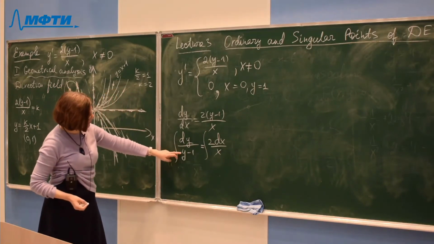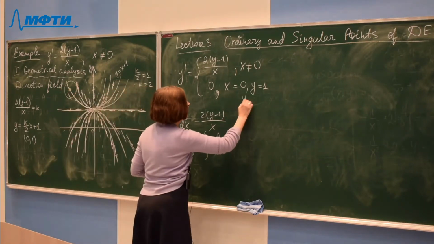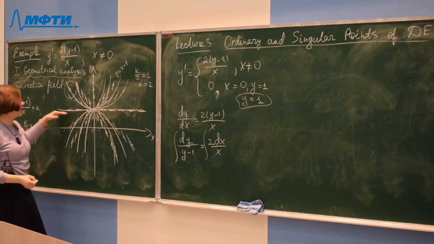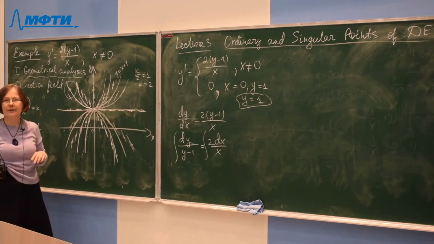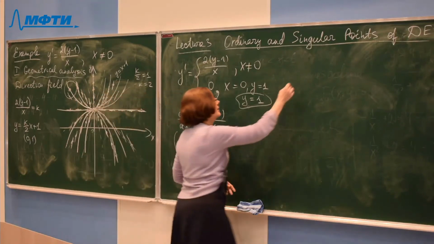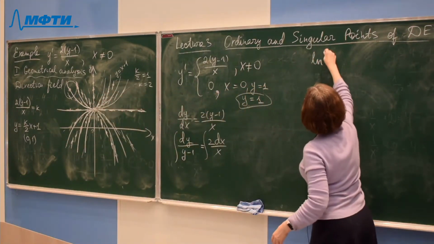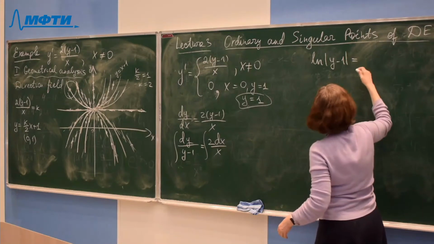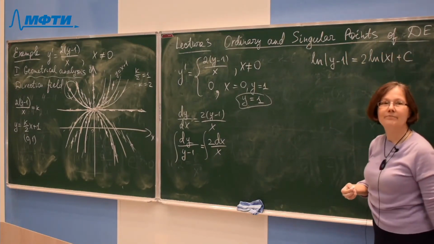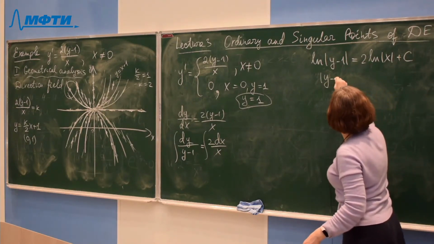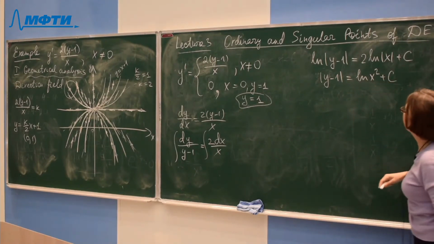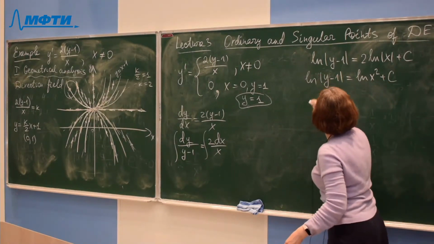So y equals 1 is a particular solution, of course. You can see a horizontal line. This is a particular solution. Right, and let's integrate. We will get the following: ln|y minus 1| equals 2 ln|x| plus c, equals ln x squared plus c. Just a moment.